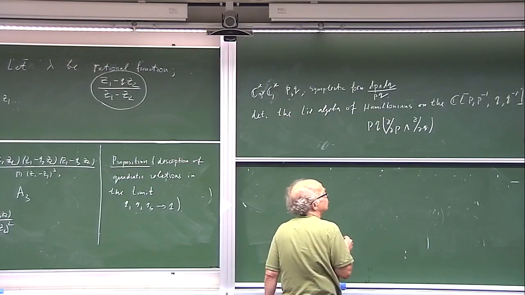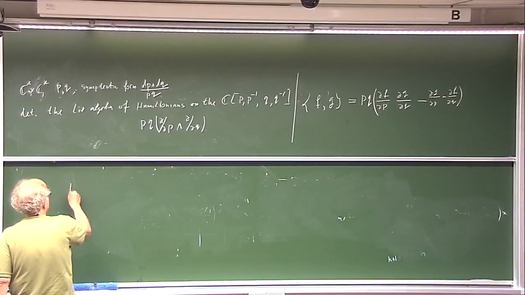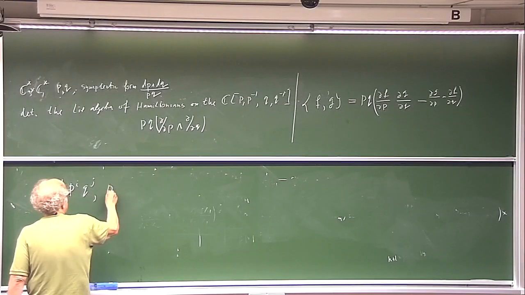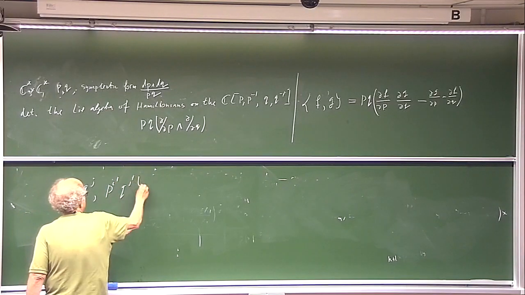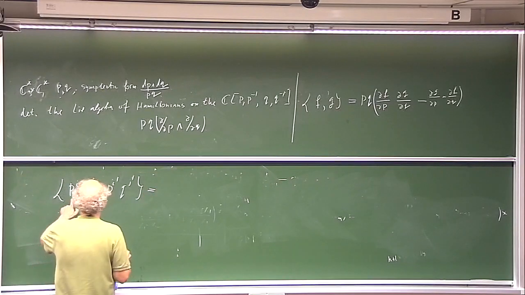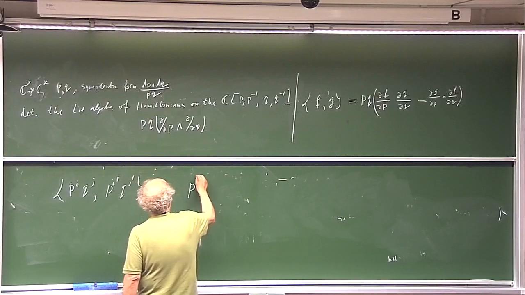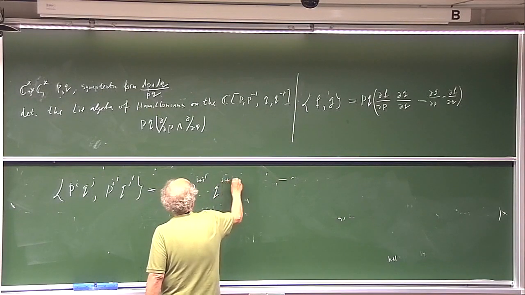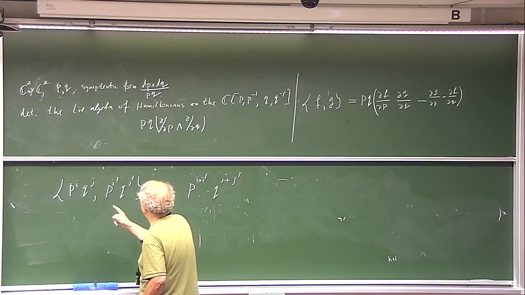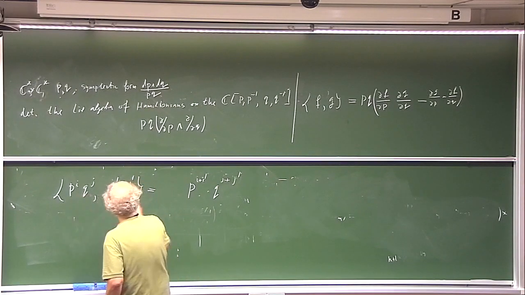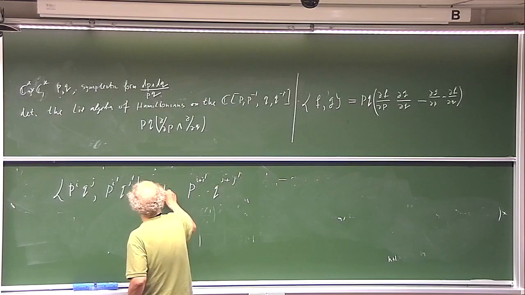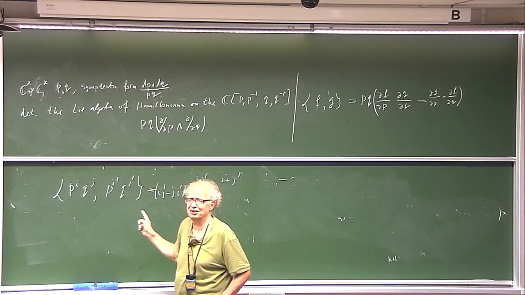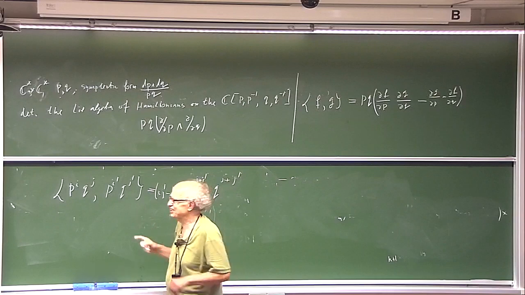Now, if I take this formula and calculate the bracket of d_i u_j and d_i' u_j', it will be what? It will be p to the power i plus i prime, q to the power j plus j prime, and here it will be i j prime minus j i prime. Is this correct? I think so.